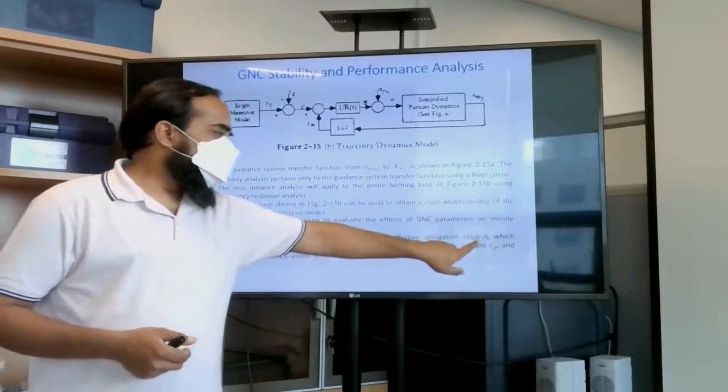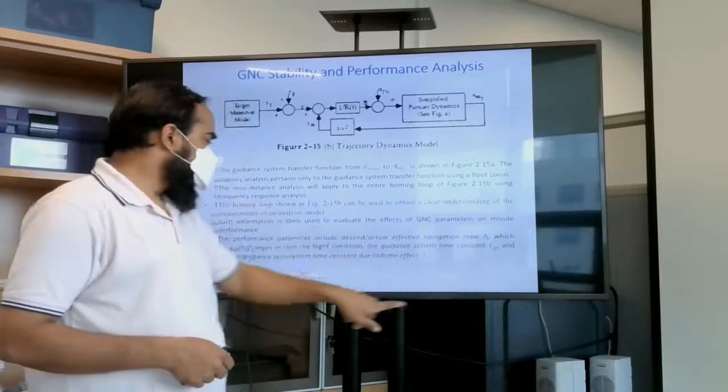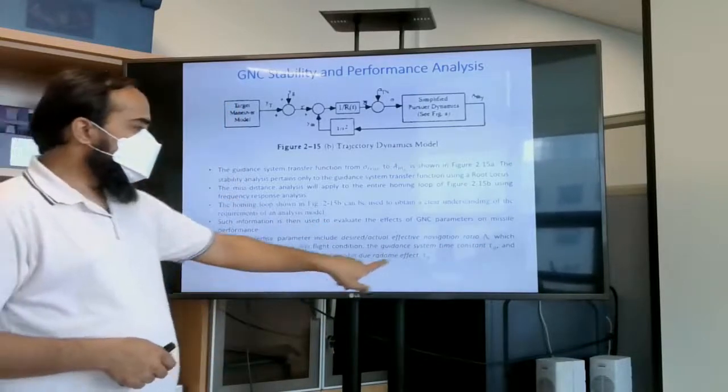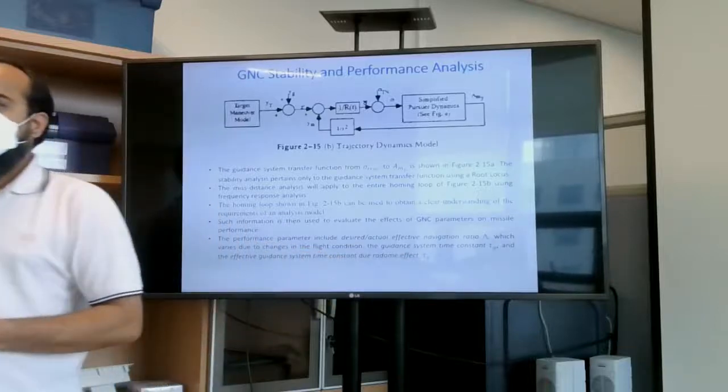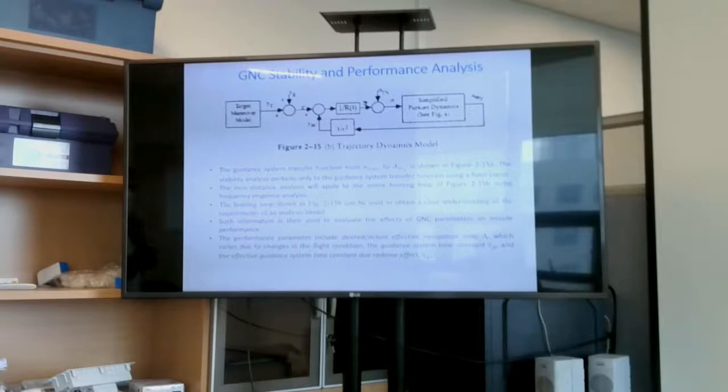One is the navigation ratio, and this is the guidance time constant, and this is the effective guidance time constant, which is affected by the gimbal, or radome effect. So the important parameters are the time constant of the radome effect, gimbal, and the navigation ratio.